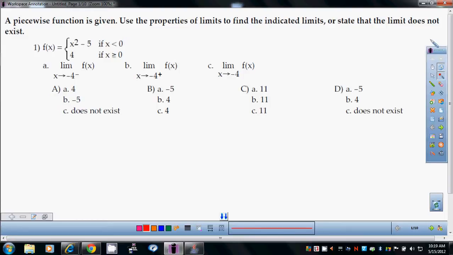Well, you could graph it. Or, for the left-hand limit, which function do we use? The top one, because it says less than. So what does that thing equal when you plug in 0? I'm sorry, 4. I don't know why I said 0.